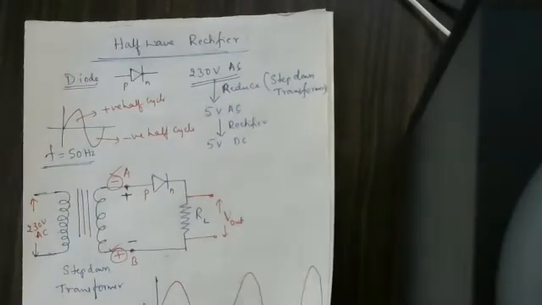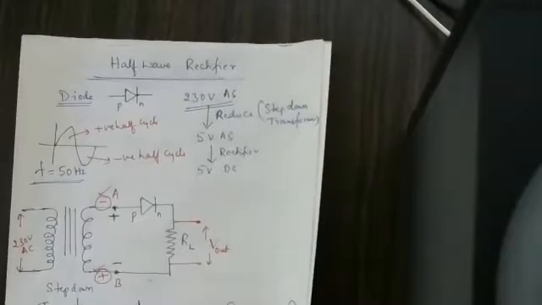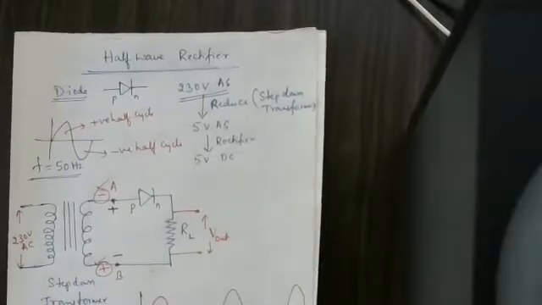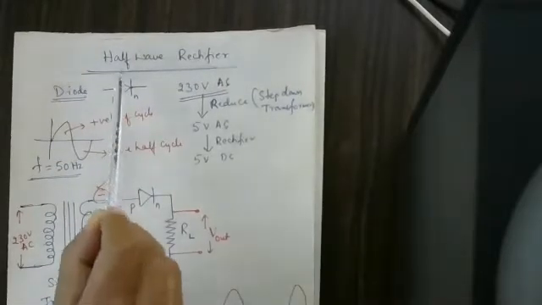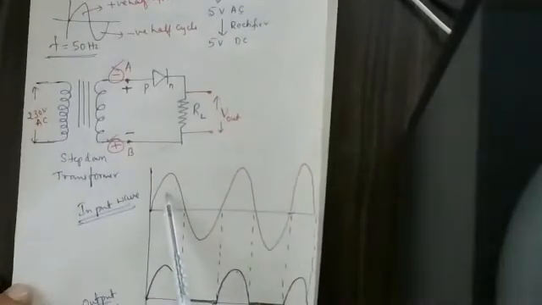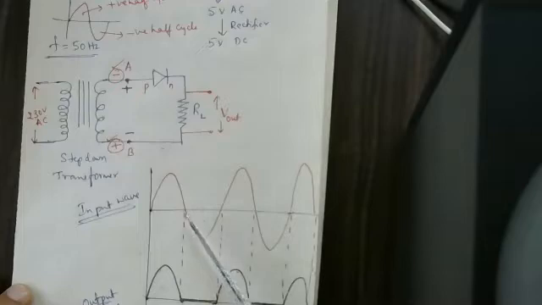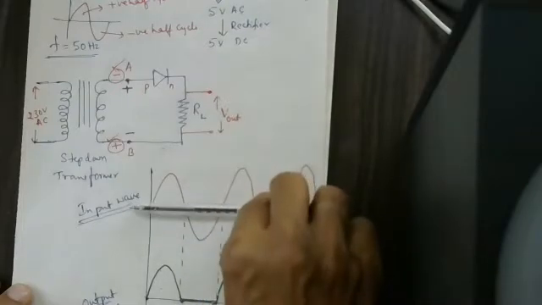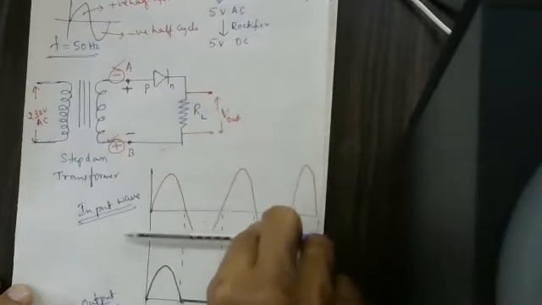Today's concept is a full wave rectifier. Yesterday we discussed the half wave rectifier. In the half wave rectifier, only the positive half cycle is converted into DC. This is the negative half cycle, don't forget.